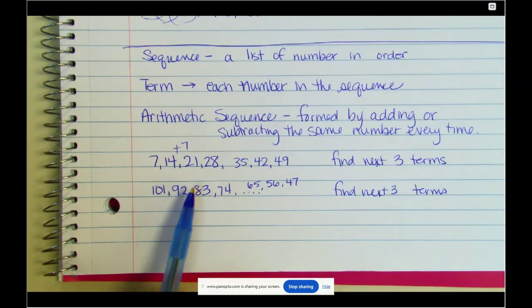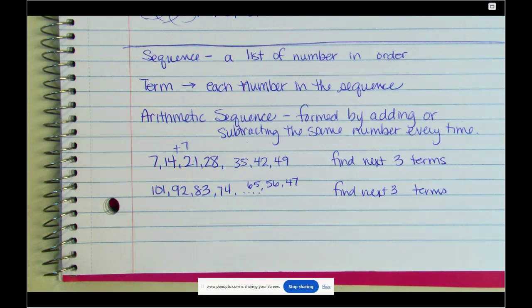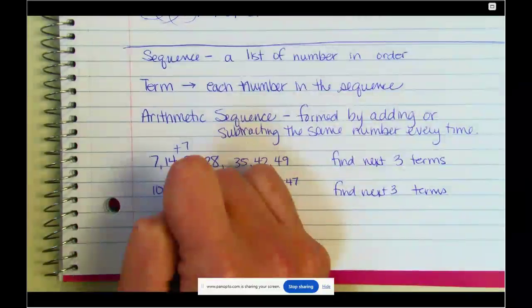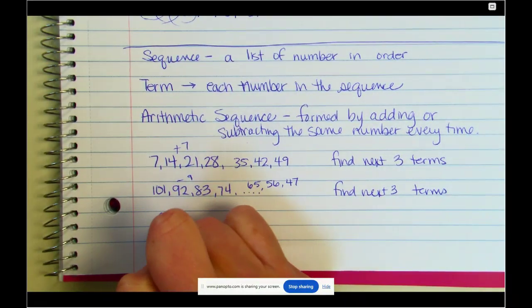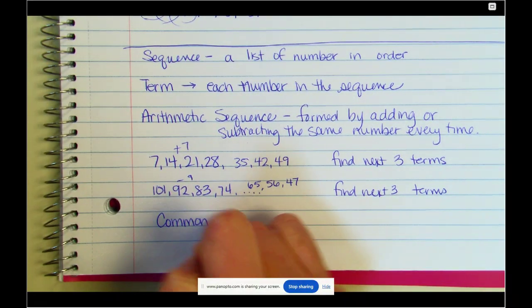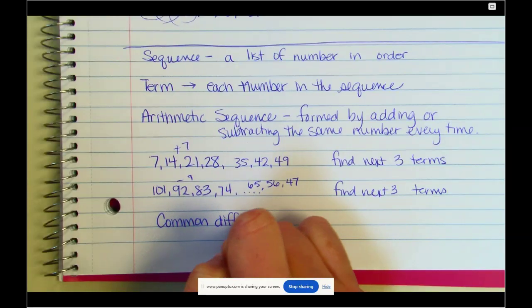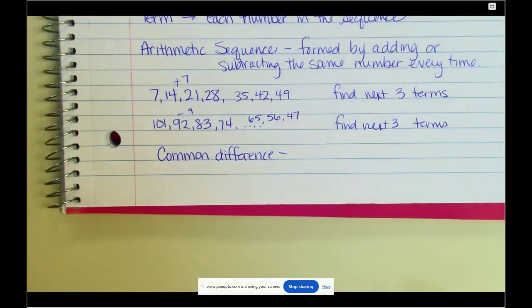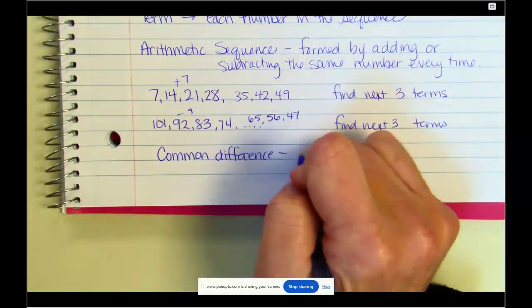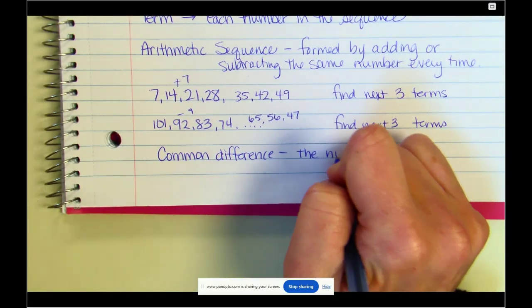Just do 101 minus 92. It'll tell you how much it subtracts. Subtracts 9 every time. Minus 9. Now, there's a last definition I need to give you. It's something called the common difference. Okay? The common difference is the number we add or subtract by.